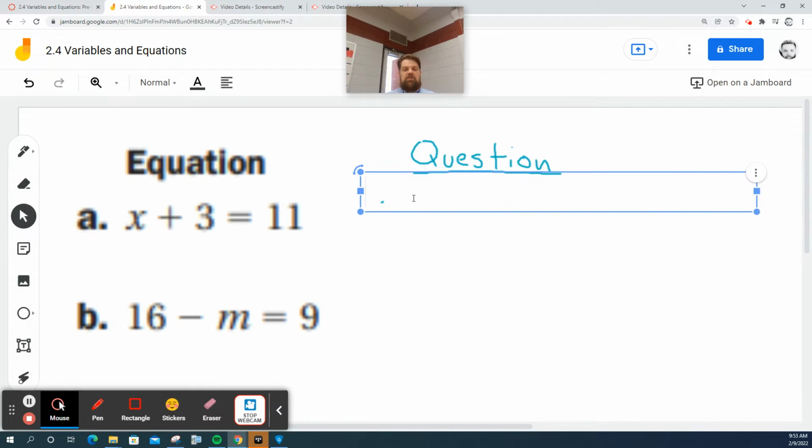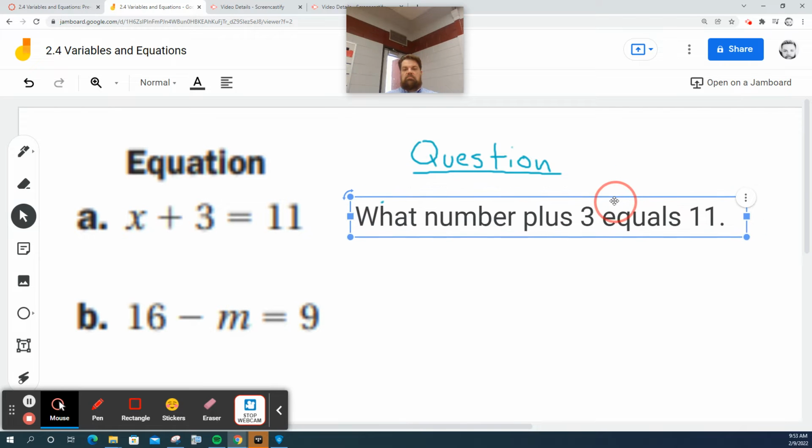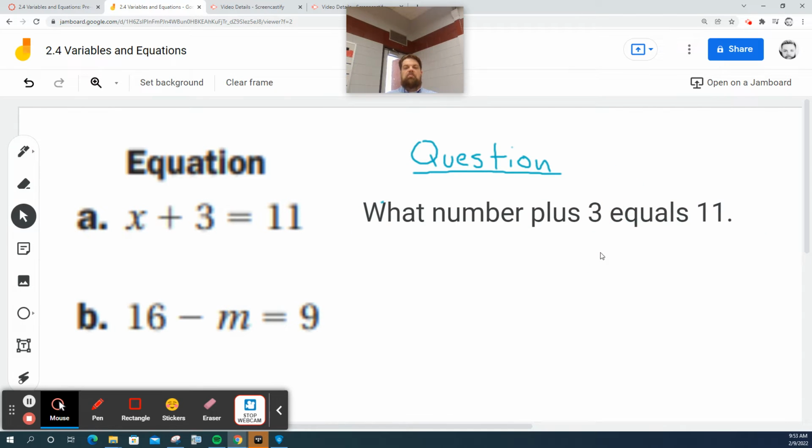What number plus 3 equals 11? It's 7. Okay, so that's the first thing. We got to come up with a question.